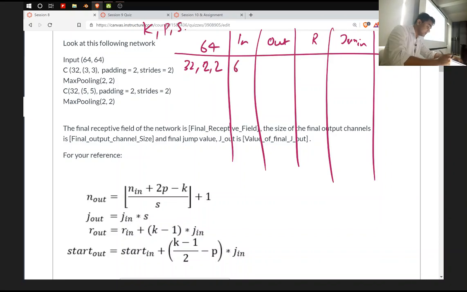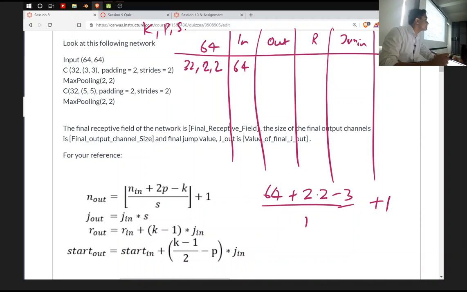Now input resolution is 64, output resolution is what? 64 plus 2 into 2 minus 3, divided by stride, plus 1. Stride is 2. So this is 65 divided by 2, which is 32, plus 1, 33.